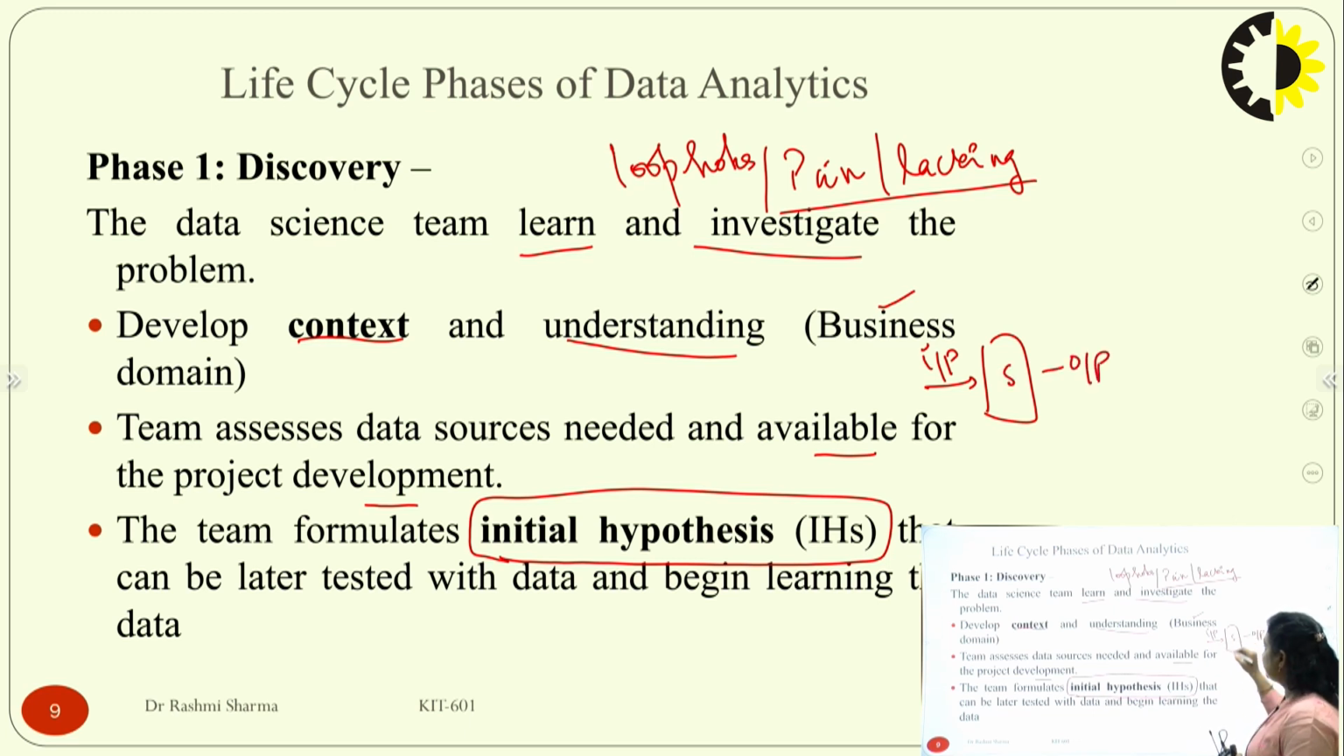Okay, so this is the system which I have to develop. Here some clarification comes about what inputs are required, so I have to gather those inputs in my discovery phase, maybe from the client, the user, or the company for which we are developing this software. To gather that input, we should have some initial hypothesis. In this initial hypothesis, a sort of model is developed, which is later tested with data to begin the learning from that data.